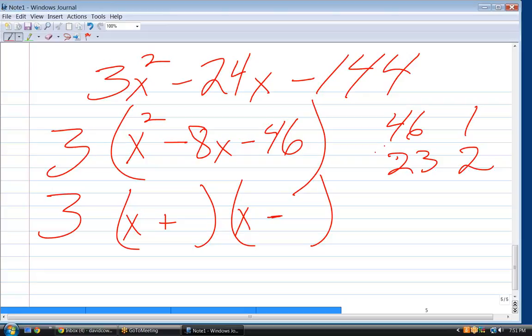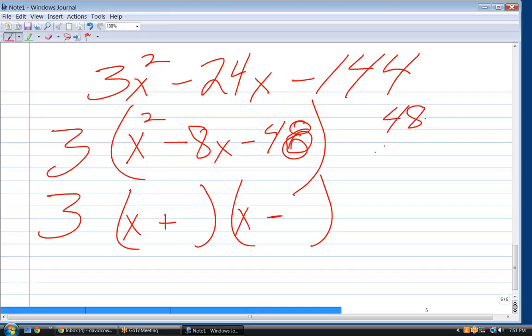Do 4 and 12 work? I don't know that there are any other factors of 46. Did I do 46 right? No, I didn't. It's 48. In other words, 3 into 144 is 48. Now, factors of 48 that subtract to 8. Let's look at those. What are the factors of 48? List them for me. Okay, 2 and 24.